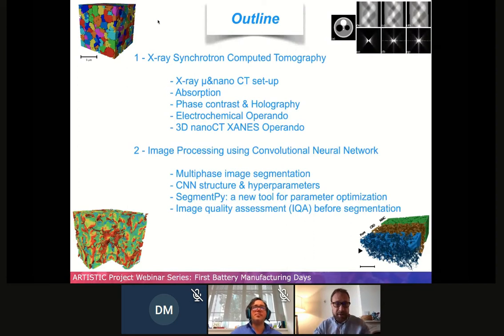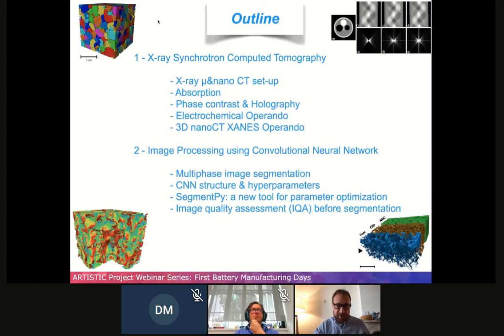There are two parts. The first one is about X-ray computed tomography. I will quickly present the setup of this X-ray micro and nano-CT, and also a couple of examples with just absorption mode. And then I will switch to the phase contrast and holography mode as well. And when you use an electrochemical cell to do operando, I will provide two examples, one with the phase contrast and the other one with XANES spectroscopy.